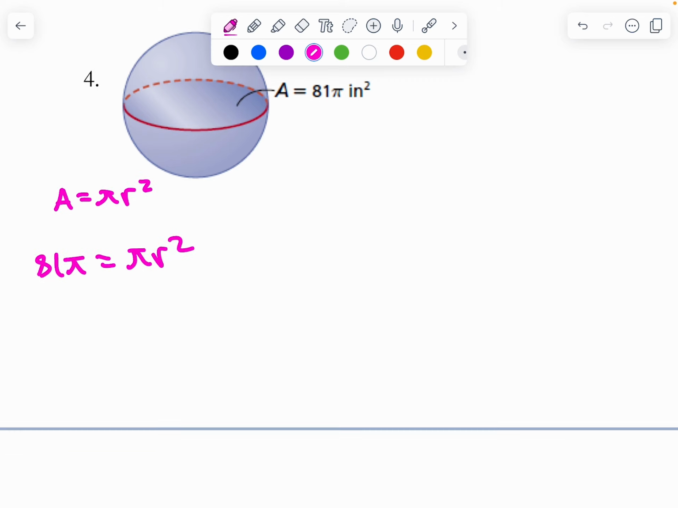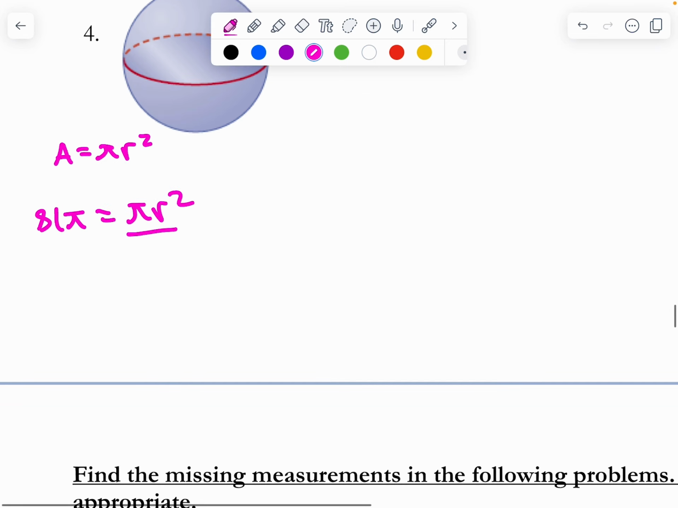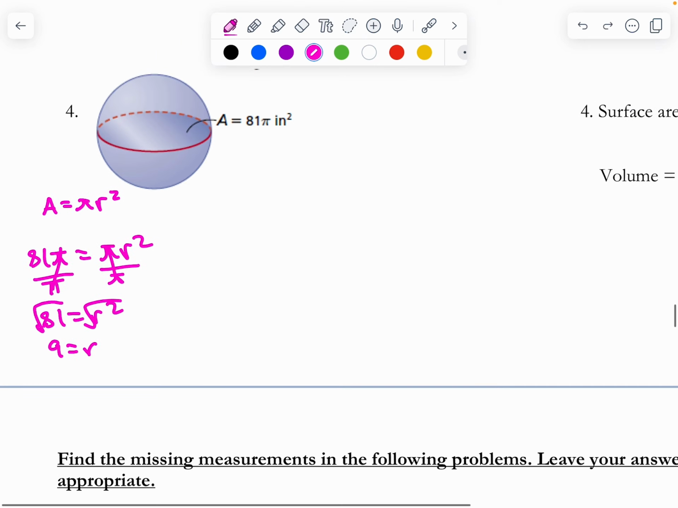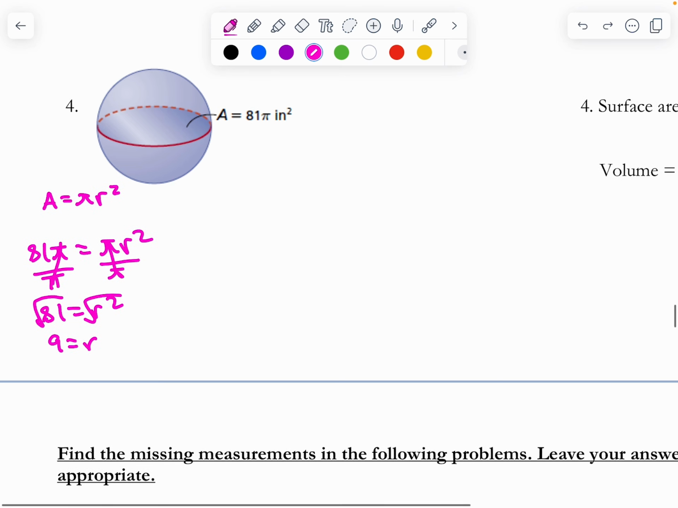And I can just replace the area with the 81 pi, right? So A is area. This is equal to 81 pi, and that means that 81 pi has to equal pi r squared. So if I divide by pi first, I get 81 is equal to r squared. And now we square root and we end up getting 9 is equal to r. So technically it's plus or minus 9, but we can't have negative distance, so r is equal to 9.